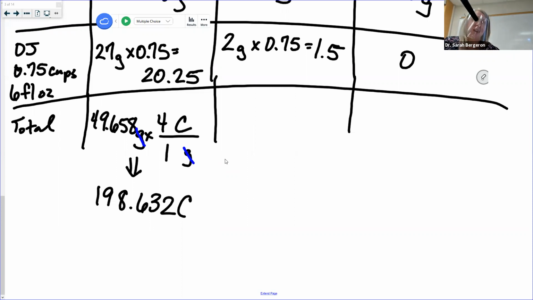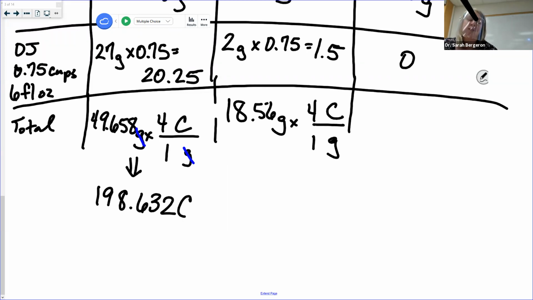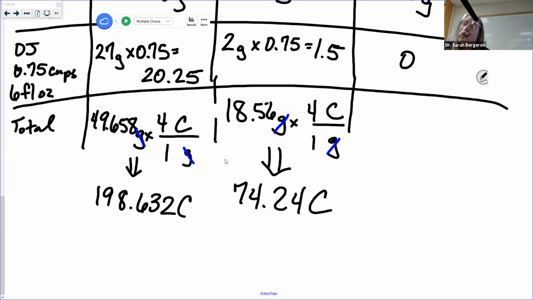What did you get? Total up everything in your protein column. I should hear lots of calculator clicking. 18.56 grams. But this column is proteins, right? So what's the conversion for proteins? It's still 4. So my grams are going to cancel and I'm left in calories. So what do you get? 74.24 calories.